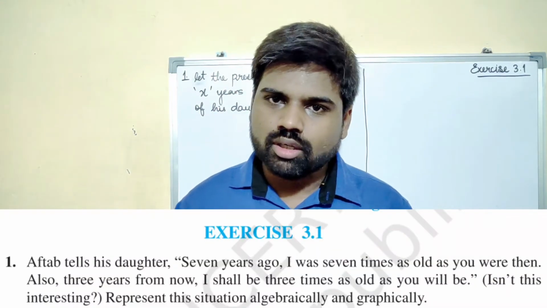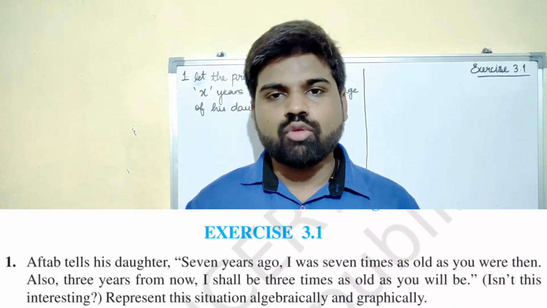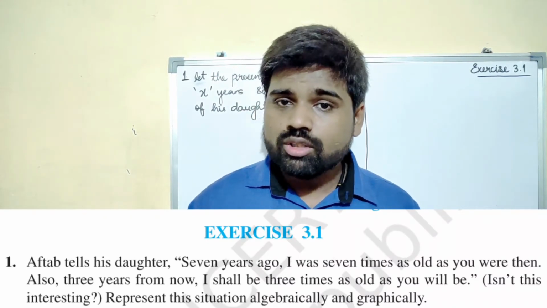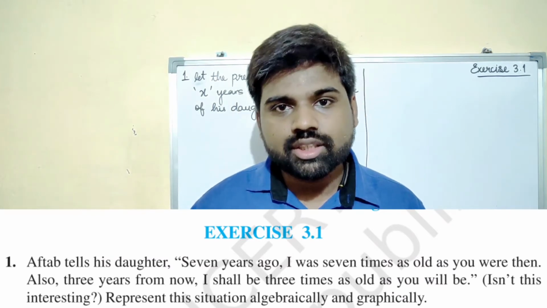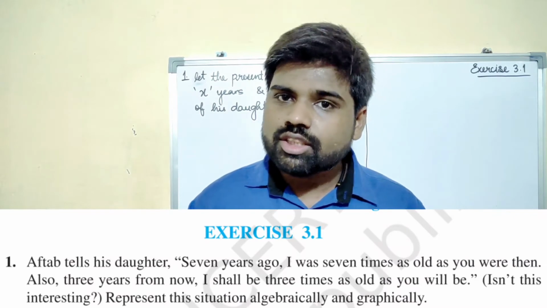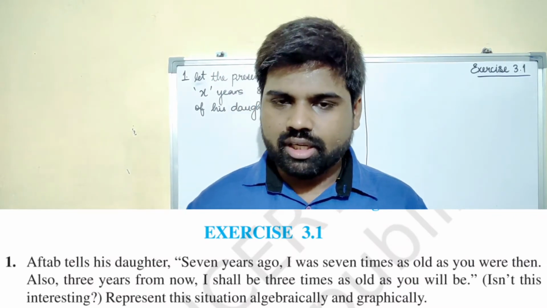Now let us see the first question from exercise 3.1, which says, Aftab tells his daughter, 7 years ago I was 7 times as old as you were then. Also, 3 years from now I shall be 3 times as old as you will be. Represent this situation algebraically and graphically.